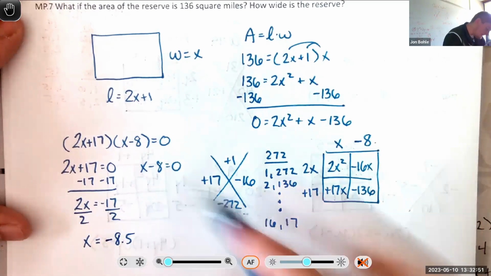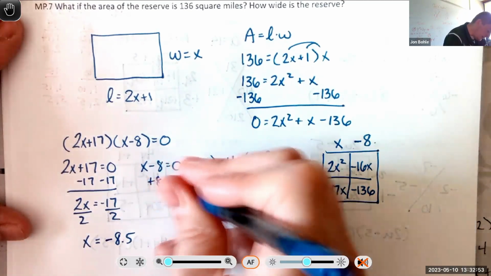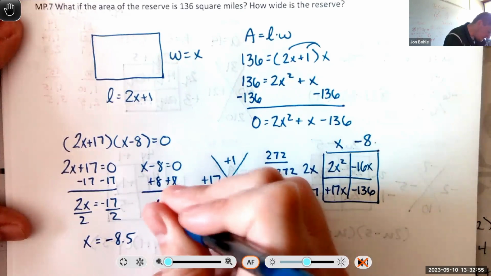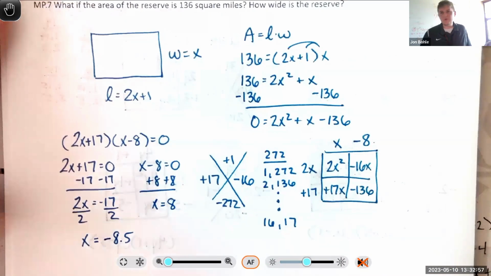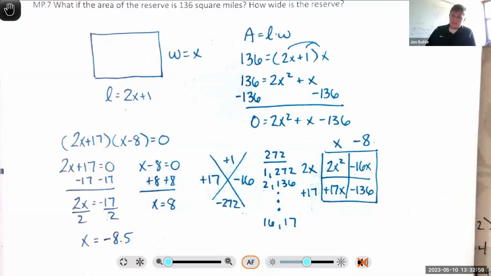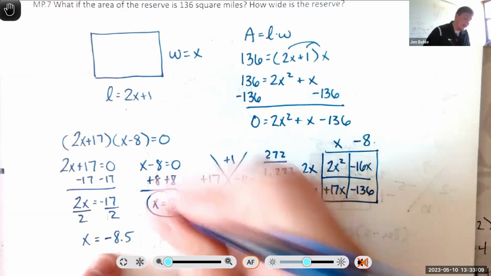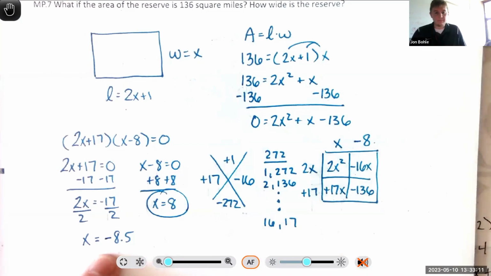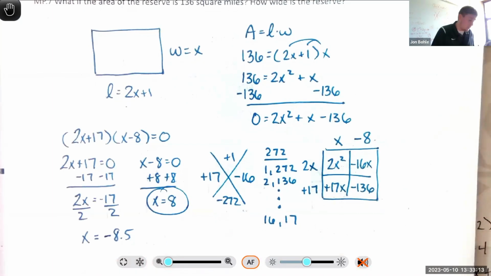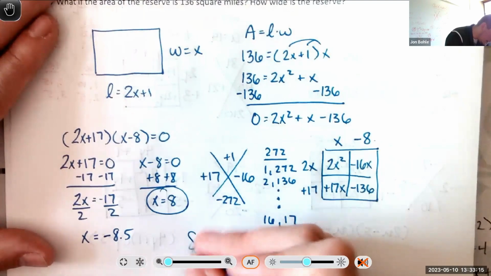Okay, and then this one will be a lot easier to solve. You just plus 8. And then you have to ask the same question that we answered in the problem above. Which one makes the most sense in this problem? Does it make sense to have a negative 8.5 mile reserve width? It really just doesn't. So what does that mean? Although these are both algebraic answers, this is the only one that makes sense in the context of the problem. So what's the width of it? The width of the thing is going to be 8 miles.